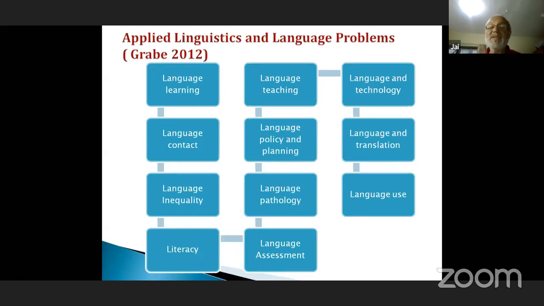And language and technology has emerged, and this is what we've been using even in the lockdown days. Early this morning, I was listening to Professor Chomsky. He gave a 60-minute talk to the Brazilian Association of Linguistics, and I will give you a small synopsis of what his talk was all about. And then language and translation and language use. These are the problems, categorically, that William Grabe gave, which language can handle. Now let's go one by one through these problems.